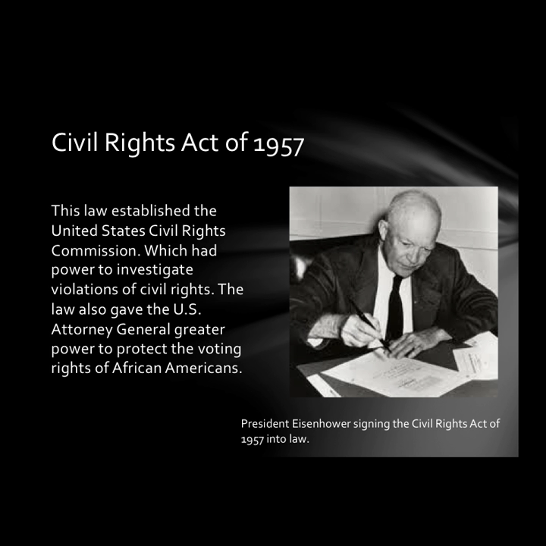The Civil Rights Act of 1957 established the United States Civil Rights Commission, which had the power to investigate violations of civil rights, and it also gave the U.S. Attorney General greater power to protect the voting rights of African Americans. In the picture, you see President Eisenhower signing the Civil Rights Act into law.